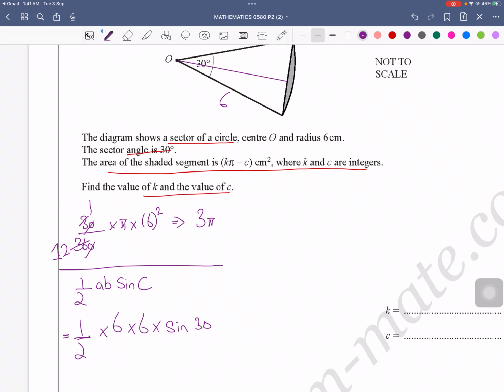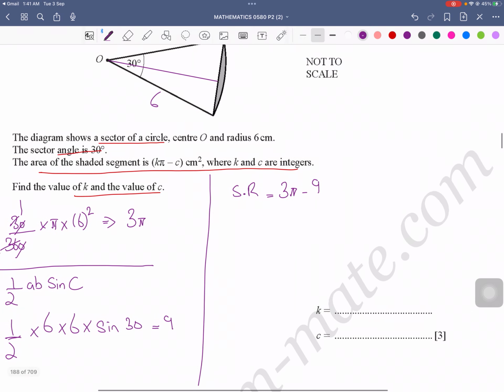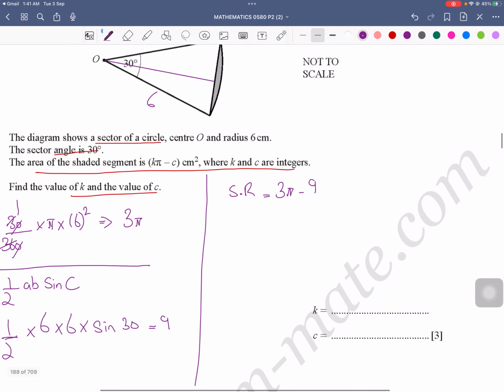Right, guys? And the value that I find through this process is 9. So this is the area of my triangle, right? And how do I find the area of my shaded region? So SR, shaded region, is equal to area of sector minus area of triangle, right? So these are my two values, right? My difference. So the value for K is next to pi, so K is 3. C is a complete integer, so it's 9.